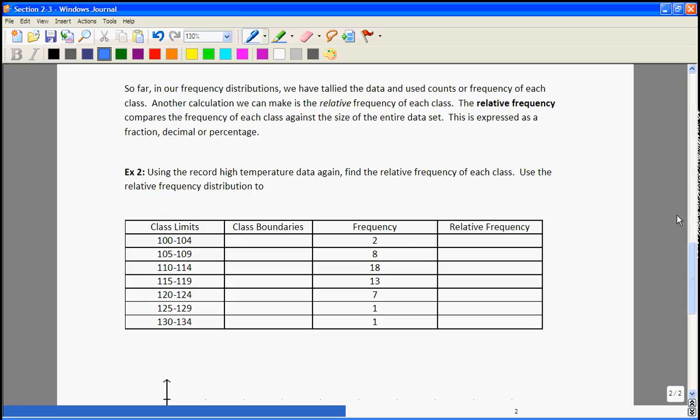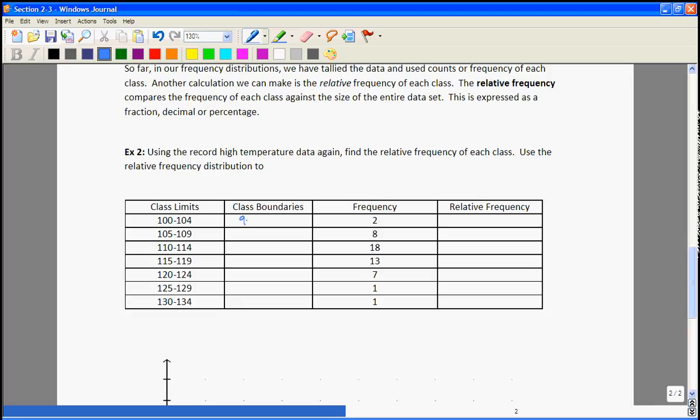So example 2, we're going to revisit the same data, the record high temperature from example 1, and this time we're going to find the relative frequency of each class. Let's go ahead and fill in the class boundaries, since we already did that in example 1. So here we had 99.5 to 104.5. Let's just fill those in. And then we have 129.5 to 134.5. So that's exactly the same as it was before, and our frequencies are the same too.